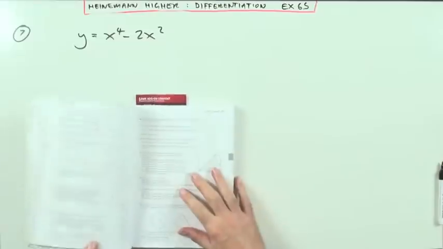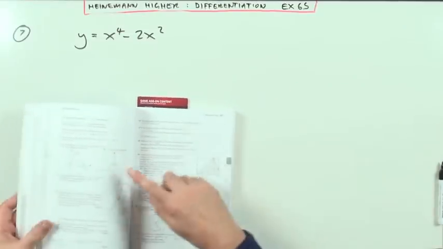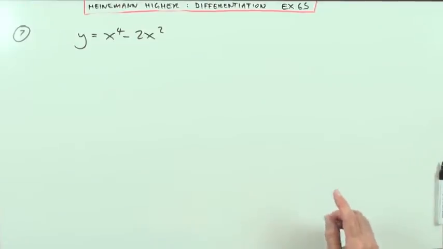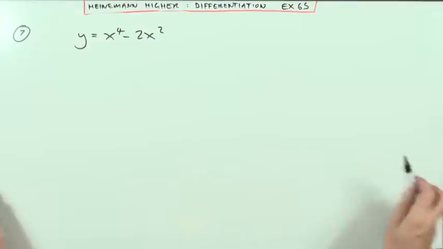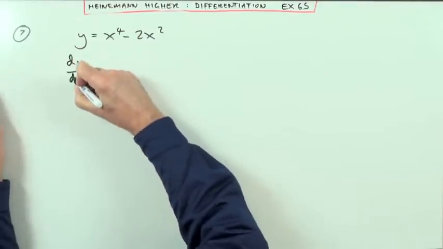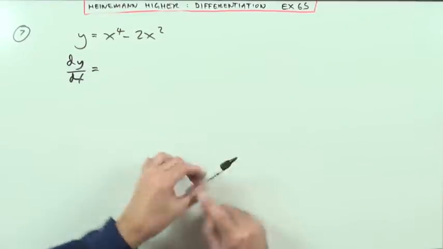So, Heinemann Higher, Chapter 6, Differentiation, mixed exercise, success at the end, number 7. Find the intervals in which this graph here is increasing. Right, well, the first thing would have to be then differentiate it, because the derivative will tell you the gradient of the graph at the various points.